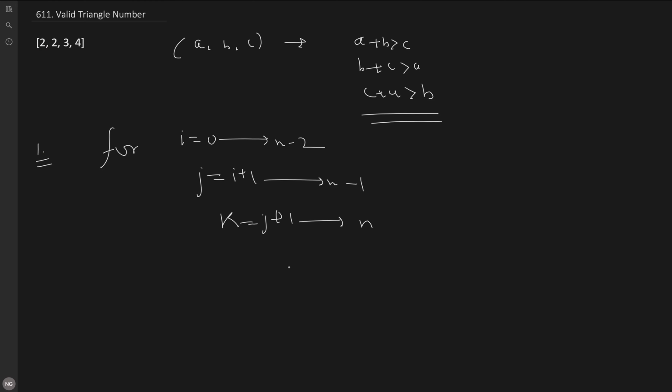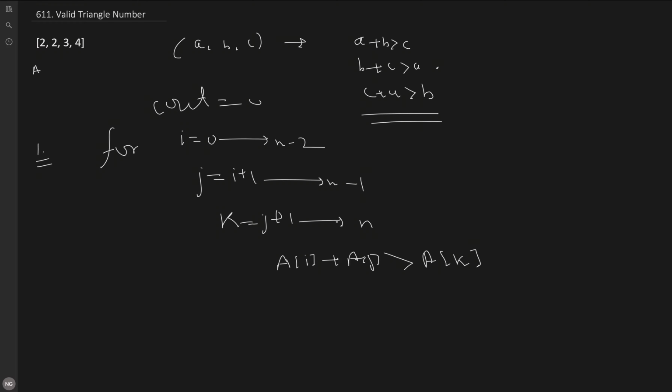After that we just need to compare the condition. If I call the initial array a, then a of i plus a of j should be greater than a of k, and you can also write the other two conditions as written over here. If all three conditions are true, then we increment our number of triangles, which is initialized as count equals 0, and in the end we get the total number of triangles.